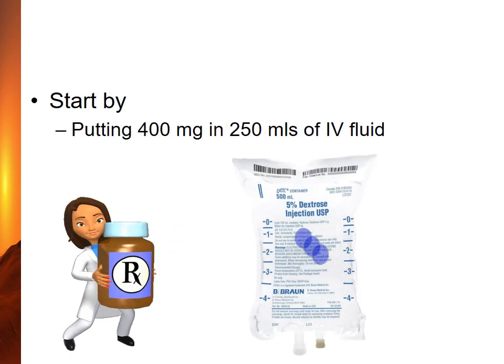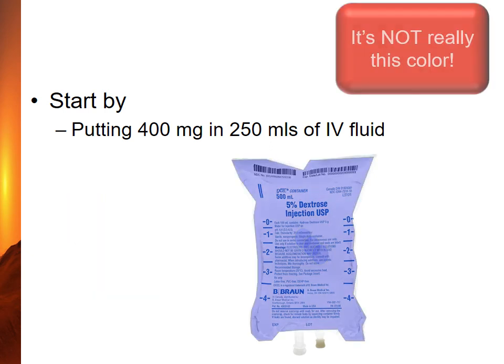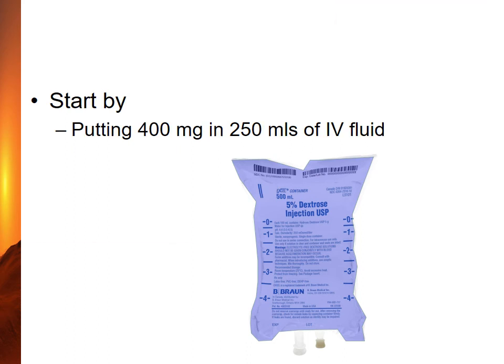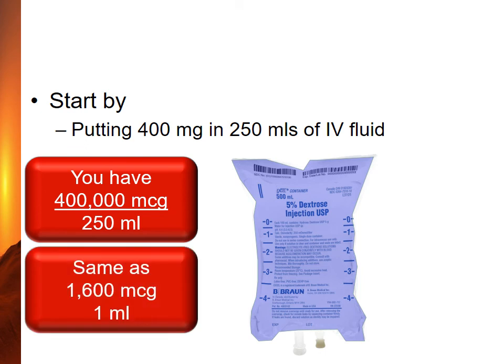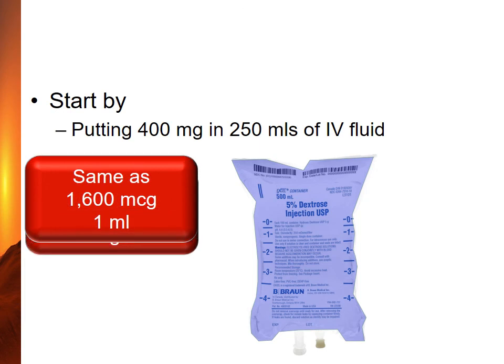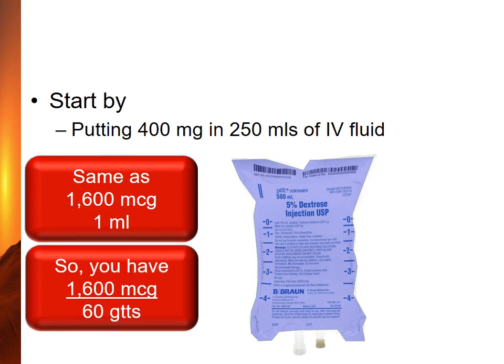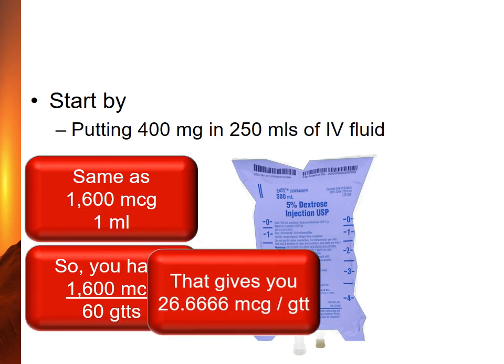So we start by putting the medication into the bag. We mix it up and label it. It won't actually change color. This is just for illustration purposes. We know we had the 400,000 micrograms in the total bag. That gave us 1,600 micrograms per milliliter. That means we have 26.67 micrograms per drop.